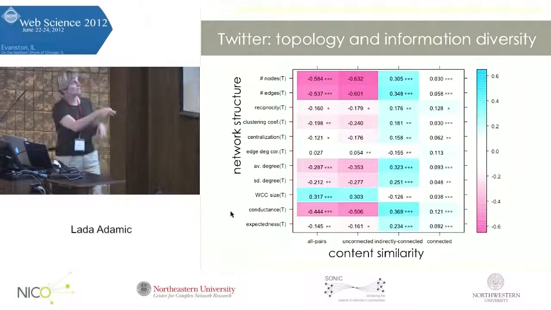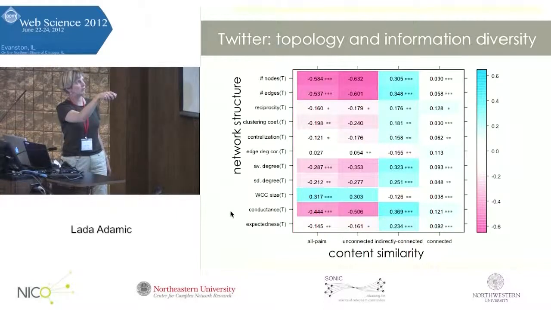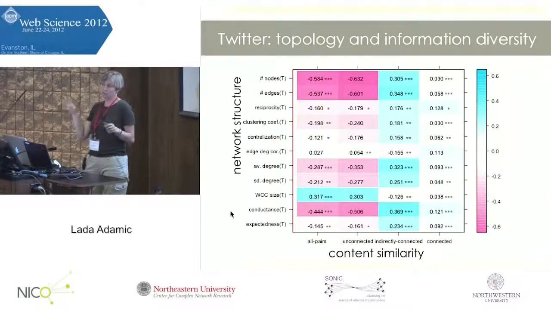On the other hand, and here these two are very similar because most pairs are unconnected because these are fairly sparse graphs, what you see is sort of the opposite. That is, if you have high conductance, meaning that the rest of the network is kind of connected, and yet these two accounts find themselves in separate components, then they're less likely to be similar.